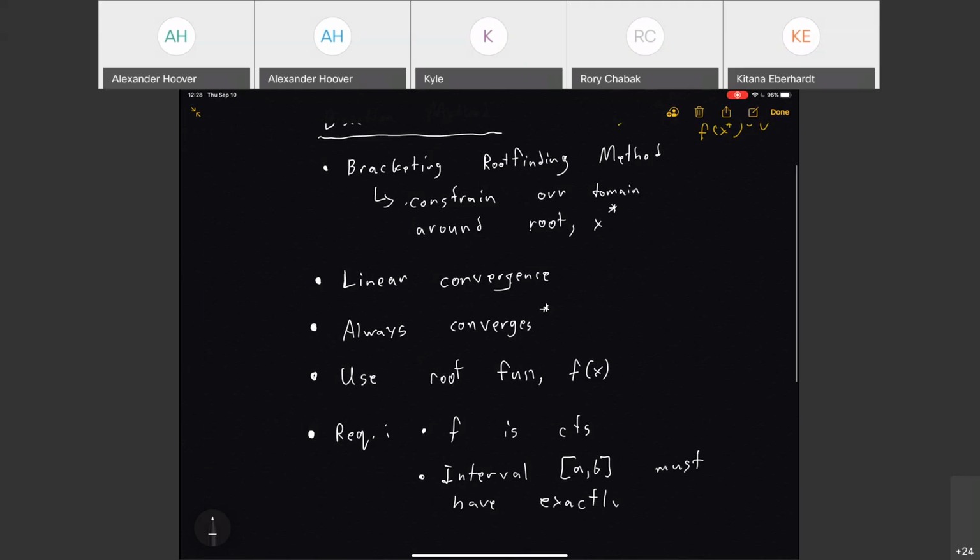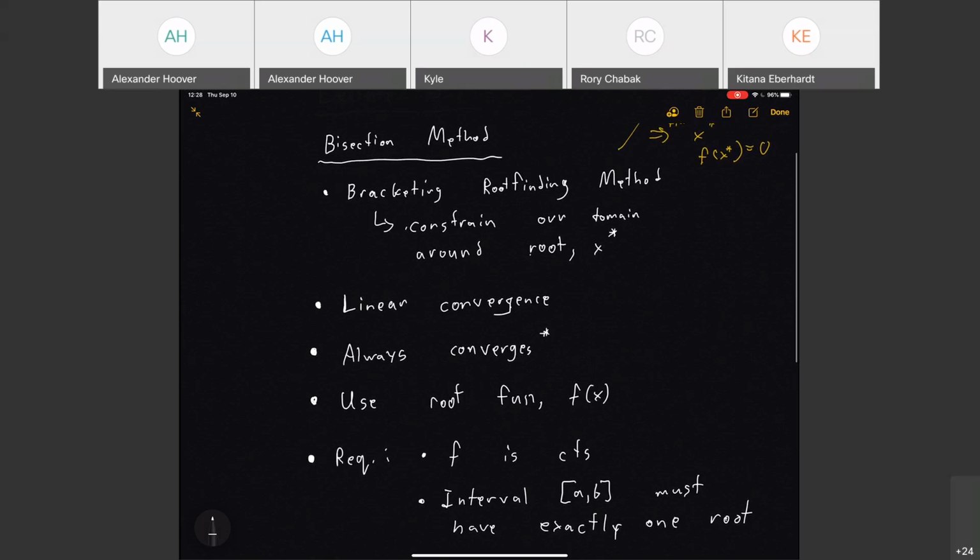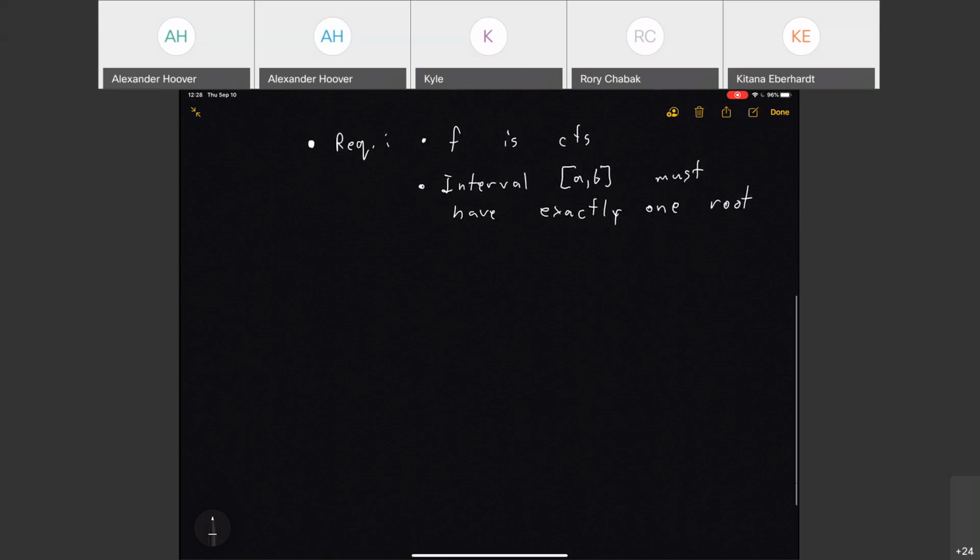It has to have exactly one root, by the way. Okay, any questions so far?